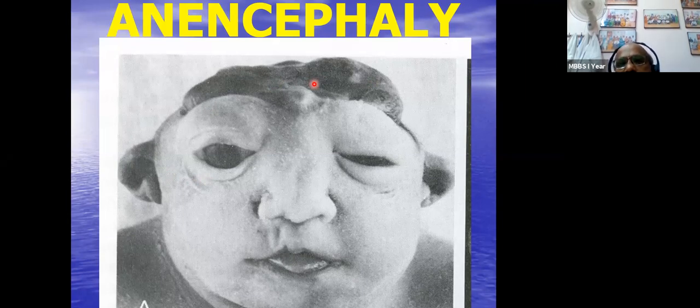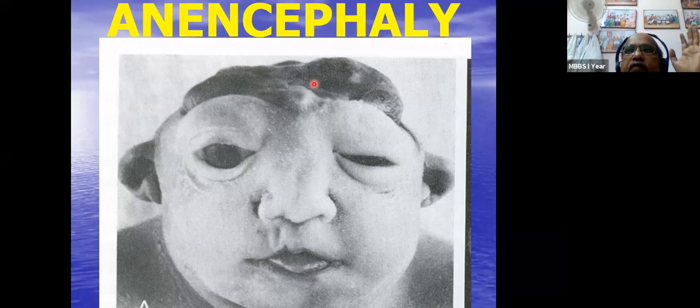That is due to failure of closure of the anterior neural pore. Already I told you, not only the failure of fusion of the margins of the neural groove leads to a neural tube defect, but failure of closure of the anterior neural pore also comes under neural tube defect, anencephaly. Okay, so this is called anencephaly. Important for your MCQ.